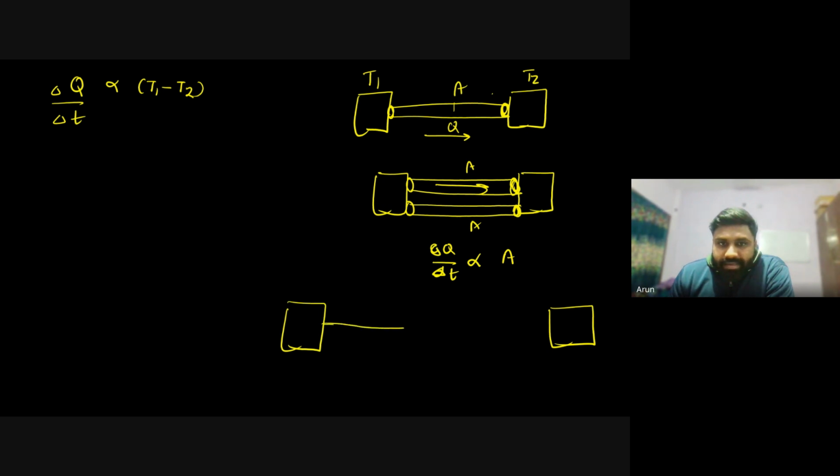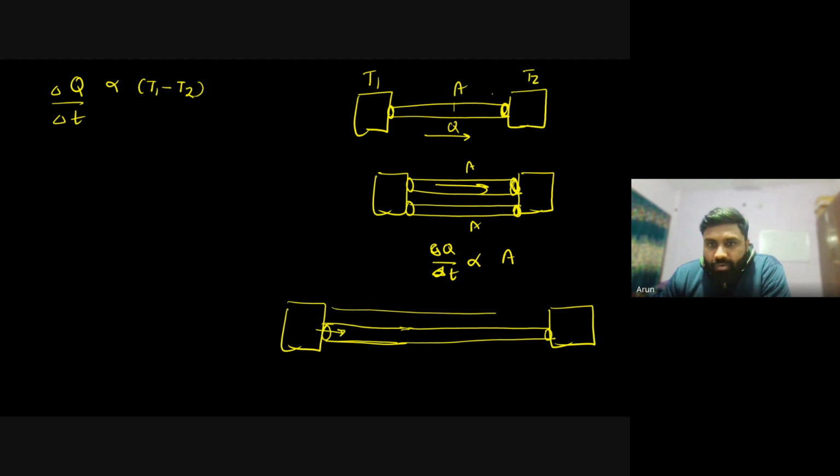Now, if the same block I have taken here, if I double the length, what will happen? If I double the length of this rod, what will happen? The heat which is transferring from here to here has to cover more distance. So automatically the rate of heat transfer will decrease because now the path has been extended. And heat is a path function. So the rate of heat transfer will decrease. So we can say that here delta Q by delta T is directly proportional to 1 by L.